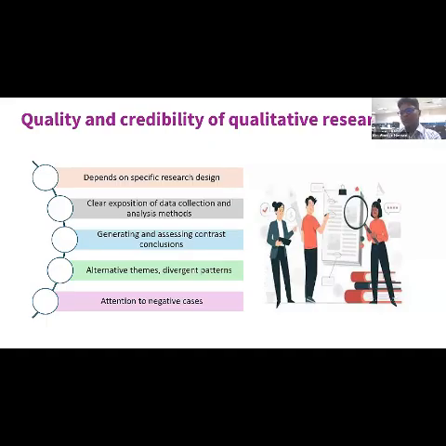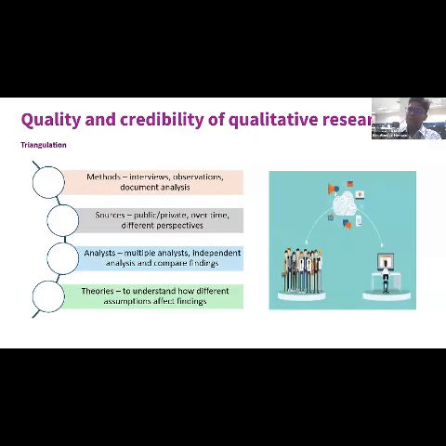It also helps in generating and assessing contrasts, conclusions, alternative themes, and divergent patterns of the data, and paying attention to negative cases during the data collection. In triangulation, we get another way to ensure the credibility of the data, such as methods. We can triangulate the data using interviews, observations, and document review.